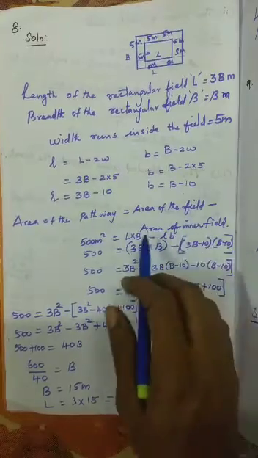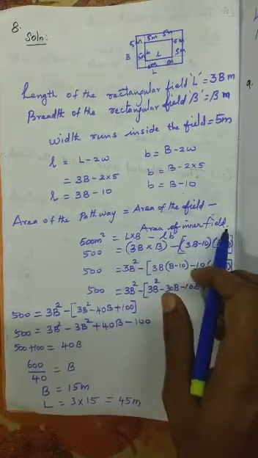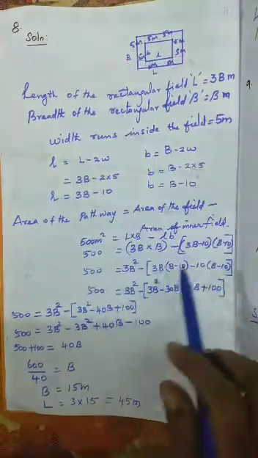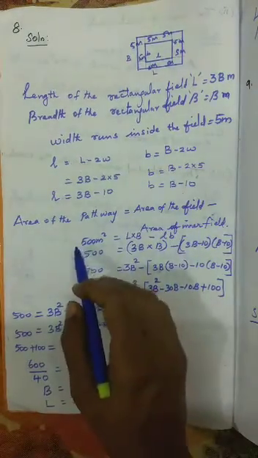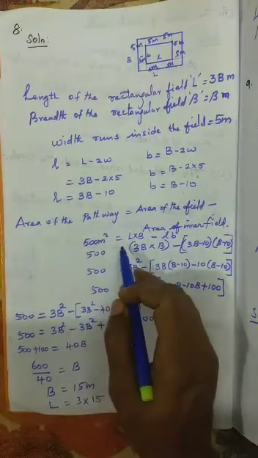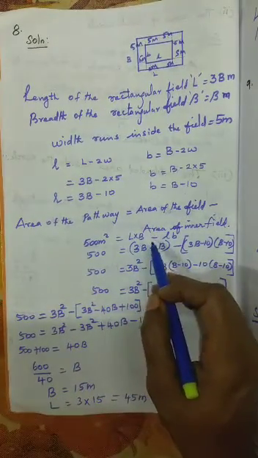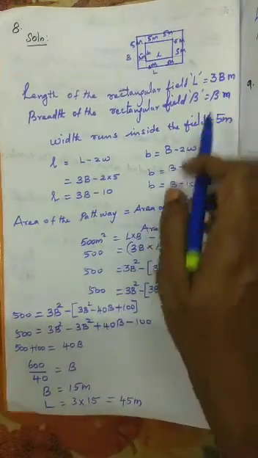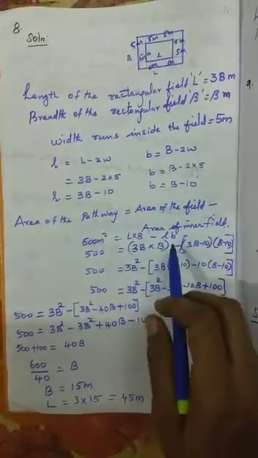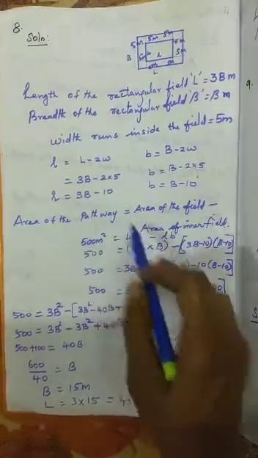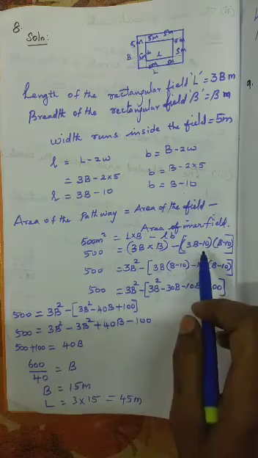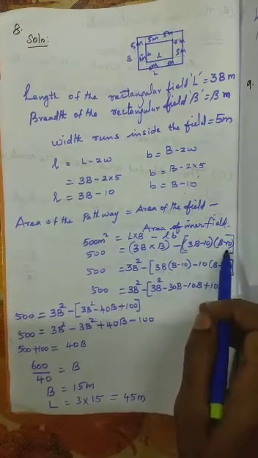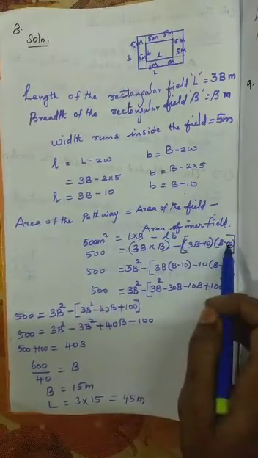Area of the full field minus area of the inner field gives the pathway, 500 meter square. Area of the field is L into B minus small l into small b square units. So capital L is 3b, capital B is b, minus 3b minus 10 into b minus 10. This is the small l and small b.